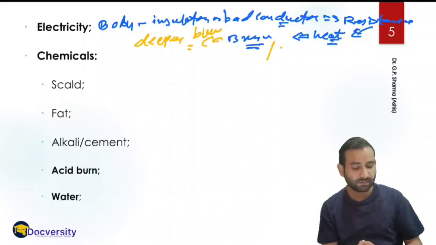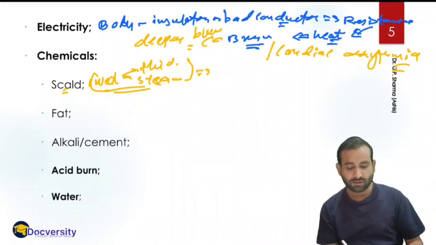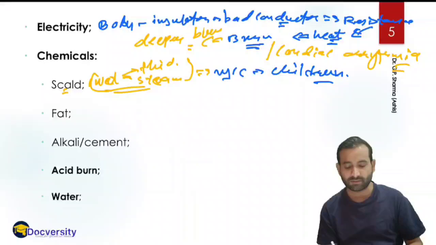Similarly, some other causes, like the chemical burns, right? First one is the scald. Scald means you have to understand it is what? Wet hot object. Wet hot object means, for example, maybe fluid or liquid, or maybe steam, right? Steam burn. So this is called the scald burn. And scald burn is the most common cause of burn in children. Please remember, this is a question in the exam. Most common cause of burn in children is what? The scald burn. This is a question.